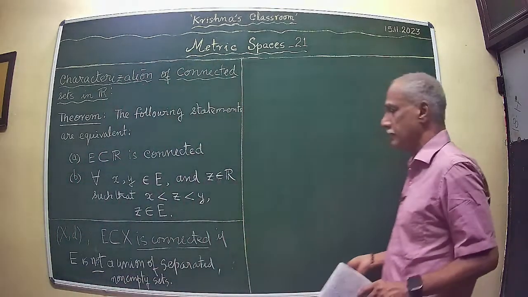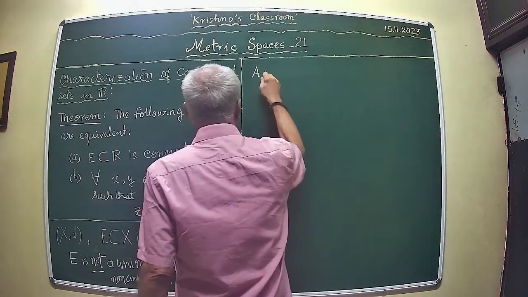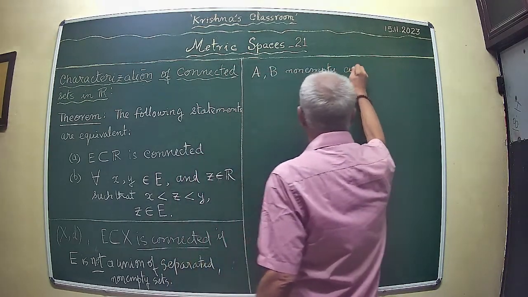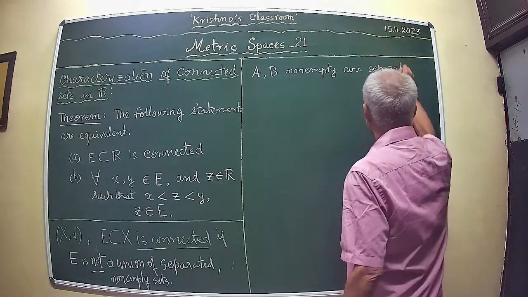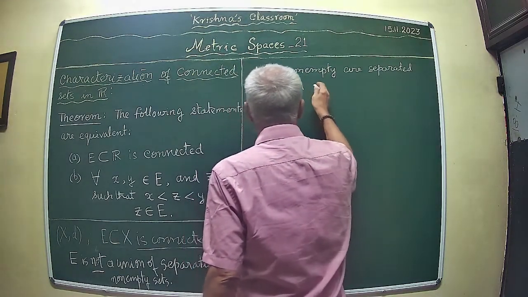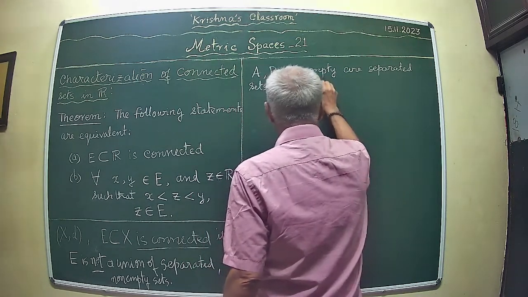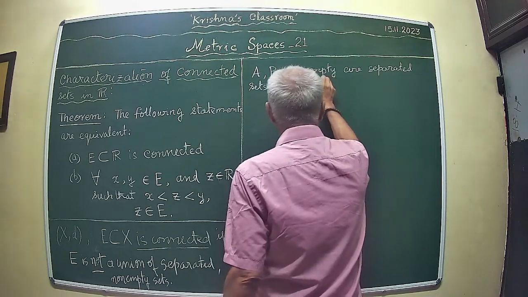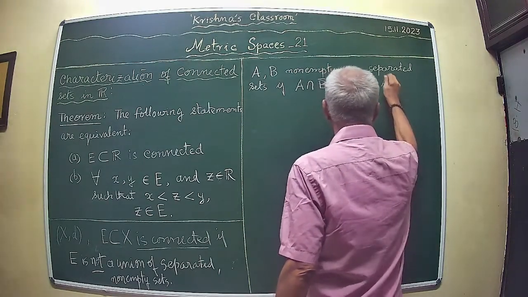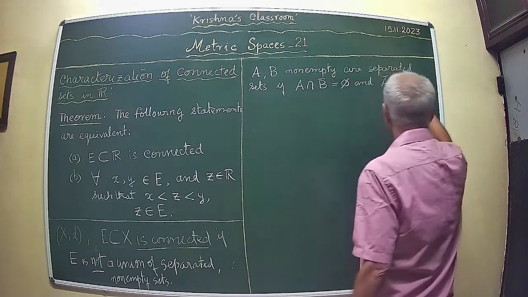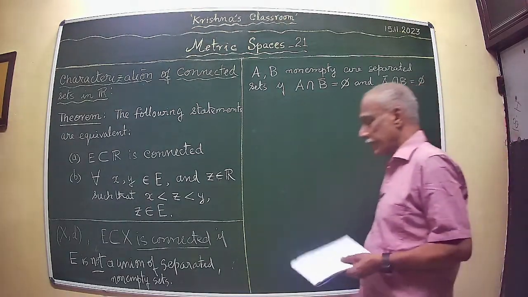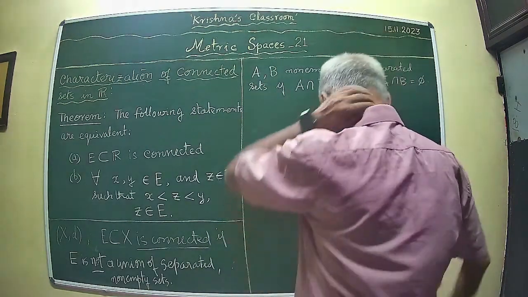What do we mean by separated sets? We say that A, B are separated if A intersection B closure is empty and A closure intersection B is empty, these two conditions together. So the conditions are that A and B are non-empty sets, and this is true.